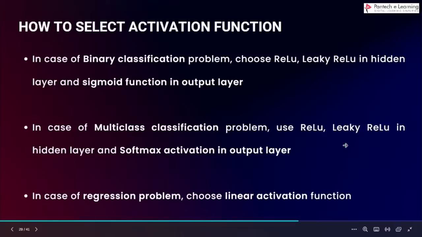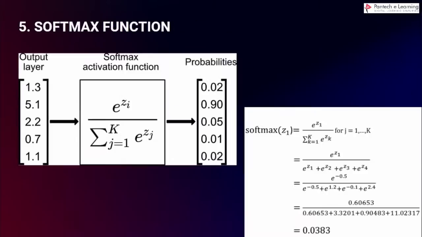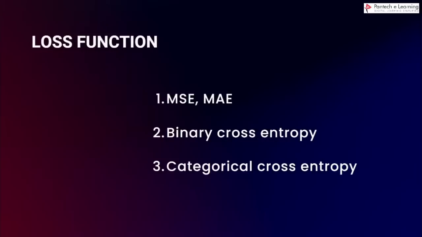Once again, is it clear regarding how to select the activation function? In case of a binary classification problem, ReLU is chosen and Leaky ReLU is optional in the hidden layers. But in the output layer, you have to go with the sigmoid function because the output you want is either 0 or 1 and it can be obtained with the sigmoid function. In case of a multi-class classification problem, you will be using the same ReLU and Leaky ReLU in the hidden layers, but softmax in the output layer because you want to get the most probable one. And in case of a regression problem, we choose the linear activation function.